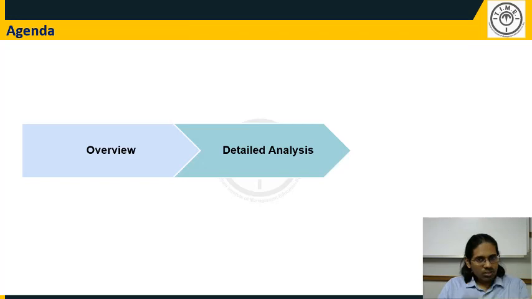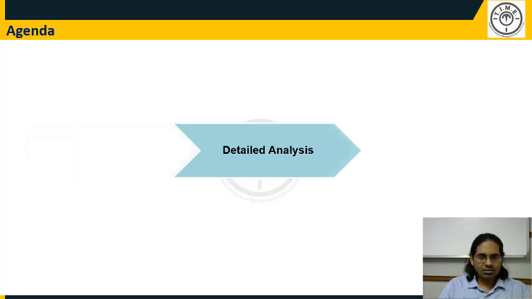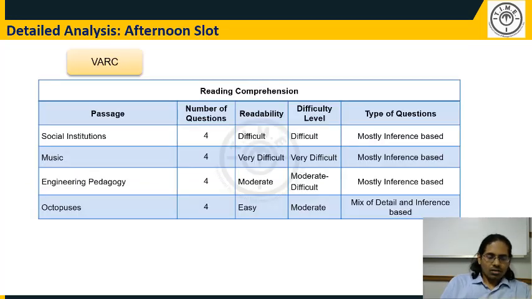Now we will go into the detailed analysis. In VRC, there were 4 passages, as I mentioned earlier, and of these 4 passages, most were difficult to read because they were very dense, and the ideas presented were also a little complex. The one on social institutions was difficult to read, and the questions were also difficult to answer.